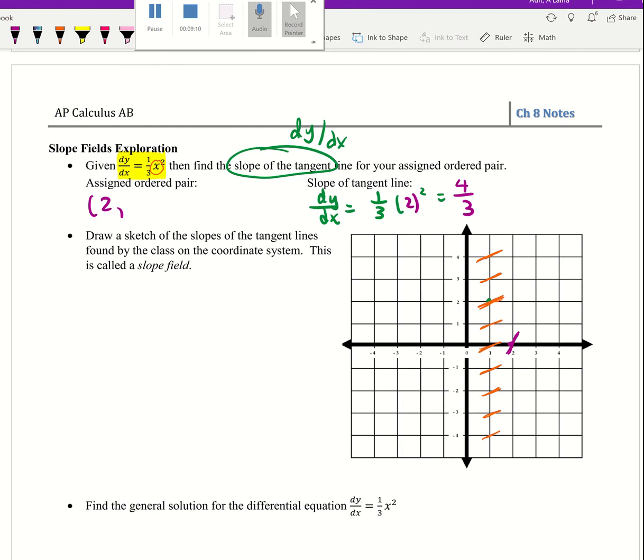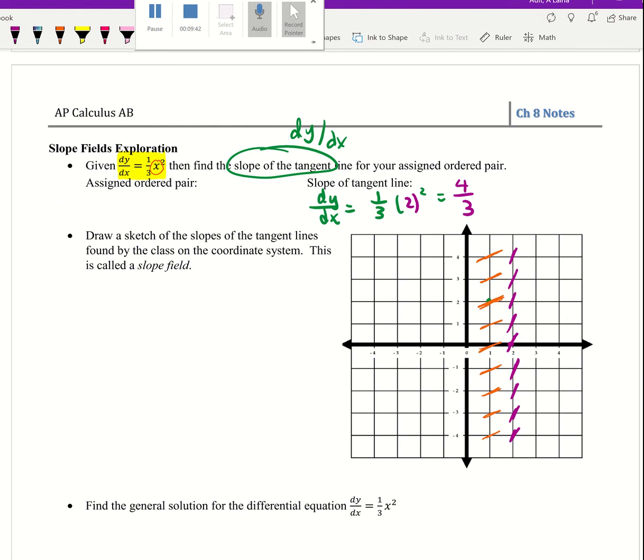Now, if I changed my output, it doesn't matter. I'm still going to get the slope of 4/3 because this derivative only uses the variable x. So I'm going to continue to have that slope of 4/3 no matter which point I'm using, as long as x is 2. So I'd get that same thing if I had (2, 2) or (2, 3) or (2, -1). Each of them would have that same slope of 4/3.